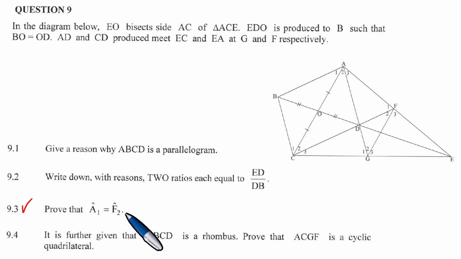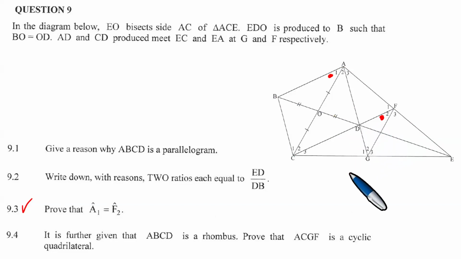Angle A1 is equal to angle F2. We want to establish this. Angle A1 is equal to angle F2. So how do we establish this here? How do we prove that angle A1 is equal to angle F2?